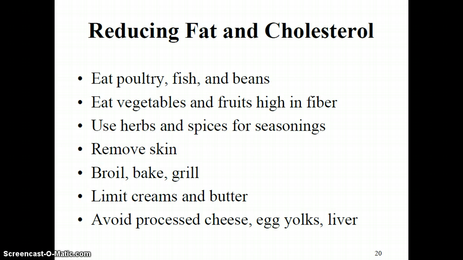How do you limit the amount? Again, play around with the website and figure out some healthful ways to modify your diet if necessary. But here are some ideas. You can go over this later.